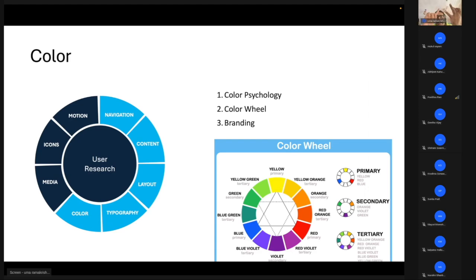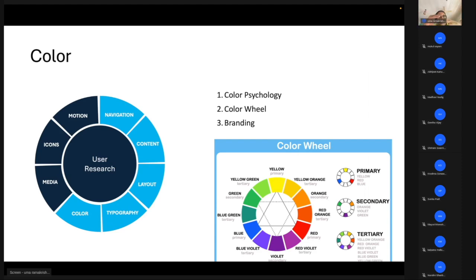So you have to study color psychology, then you have to study this color wheel, and you also have to study branding, and there are a lot of other things you have to study. But these three are good. These three are the first starting points. So the colors that you use have to resonate with the product you're doing, and they have to resonate with the user you're talking to, right?